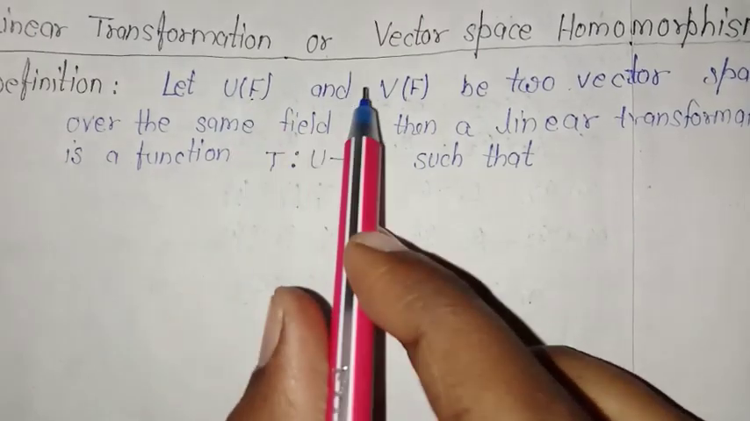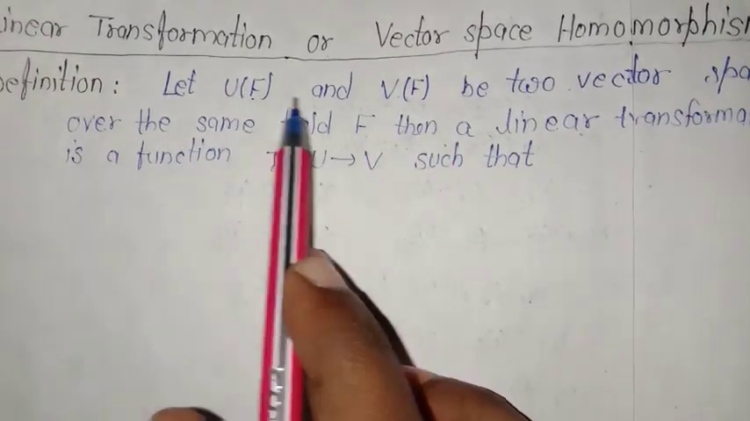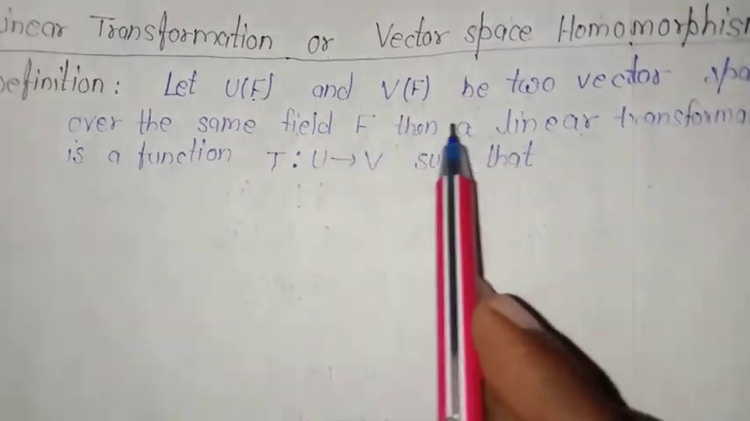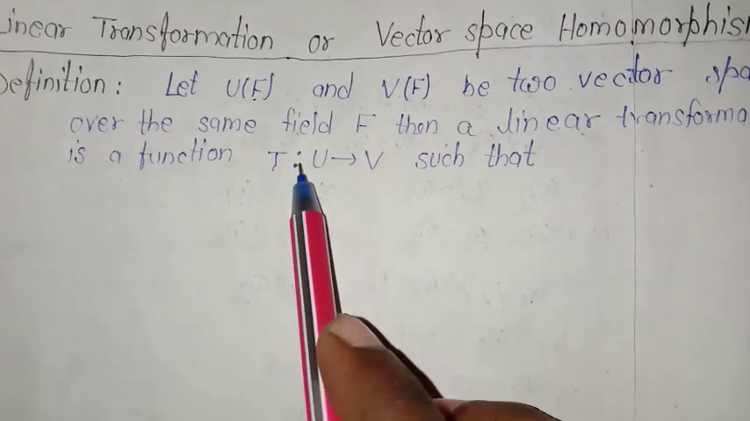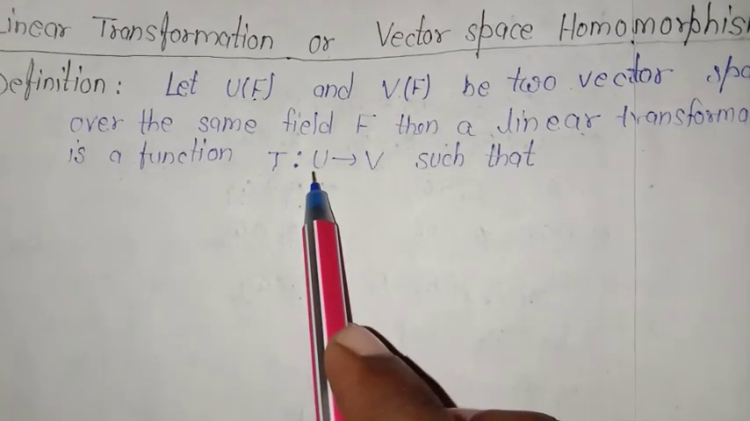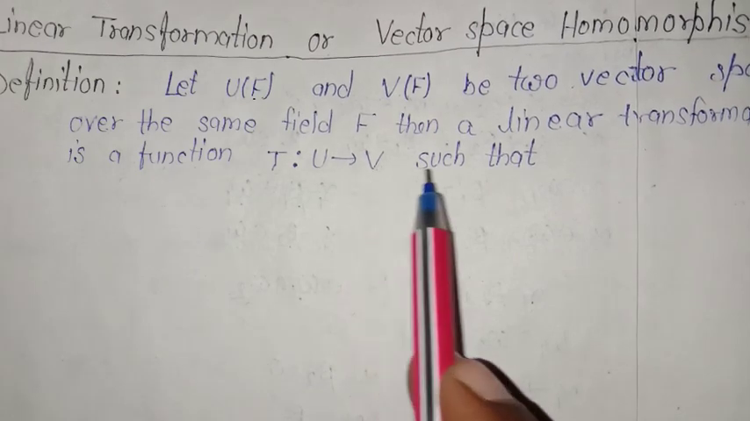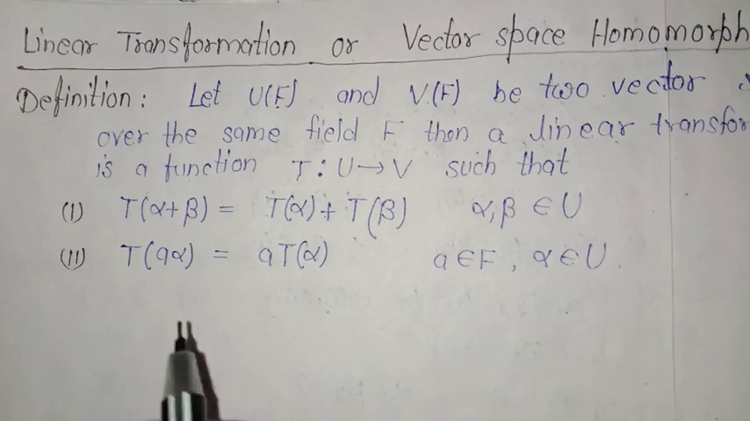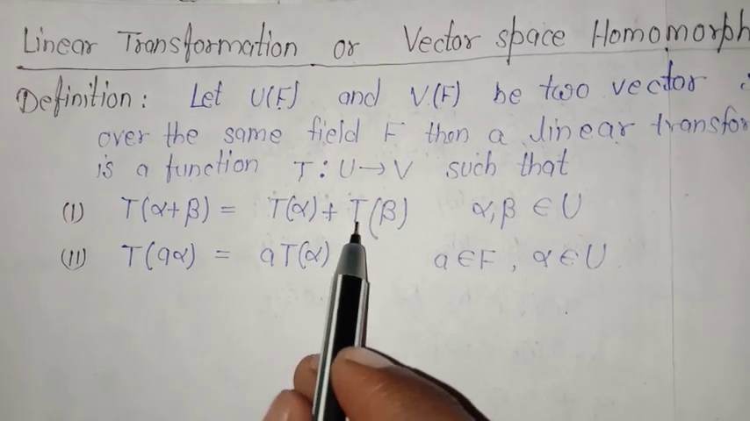Let U(F) and V(F) be two vector spaces over the same field F. Here we will take two vector spaces which are defined over the same field. Then a linear transformation is a function T from U into V, that is, T is a function that maps every element of the vector space U into the elements of the vector space V such that they hold some properties, namely T of alpha plus beta equals T of alpha plus T of beta.